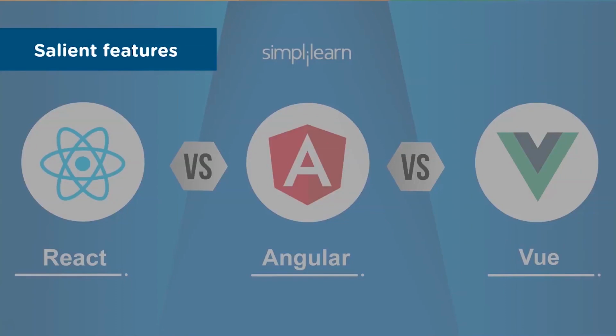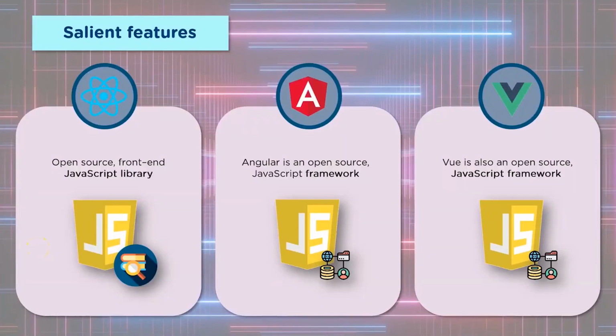First, we'll look into the salient features. Now, React is a front-end JavaScript library, while Angular and Vue are JavaScript frameworks. Although the terms library and framework are used interchangeably, they're significantly different. A library is a set of classes or functions, and the user is in complete control to call them. Frameworks, on the other hand, are like models. They have limited choices and come with a blueprint of their own. And as a result, the user doesn't have much control.